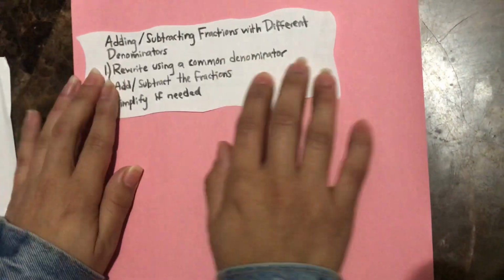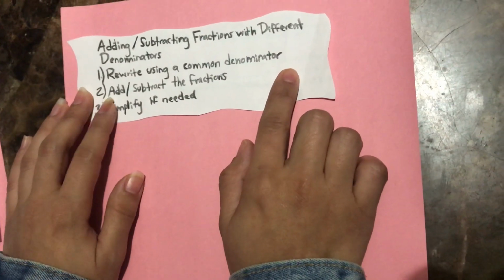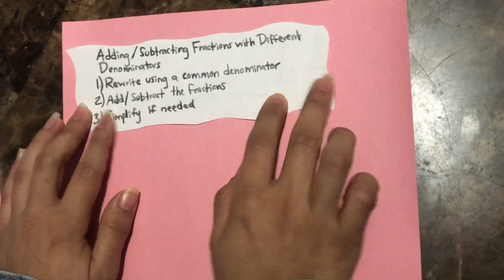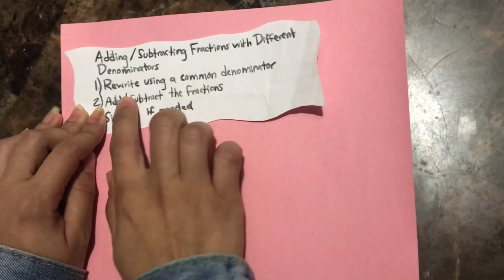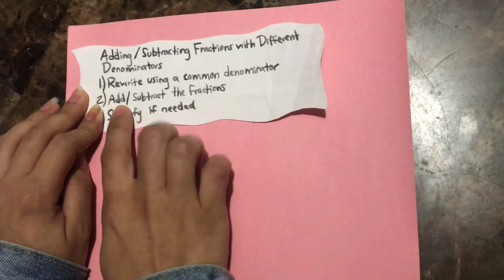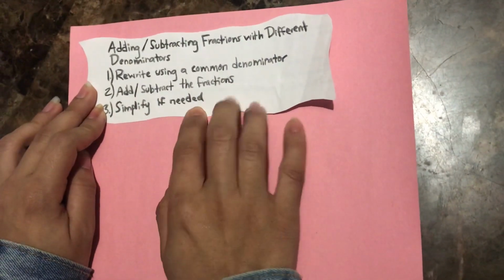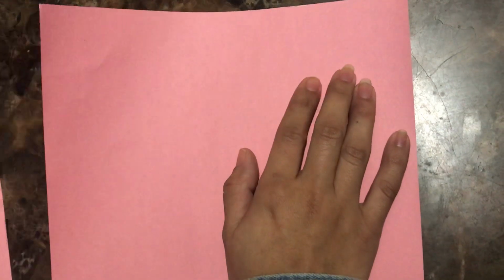Another general rule when it comes to adding fractions with different denominators is, first, we have to rewrite using a common denominator. Second, we have to add or subtract the fractions, and thirdly, simplify if needed. So let me do some examples.